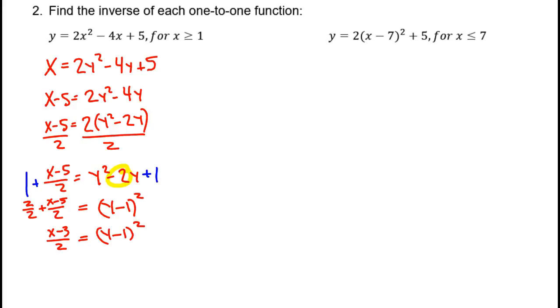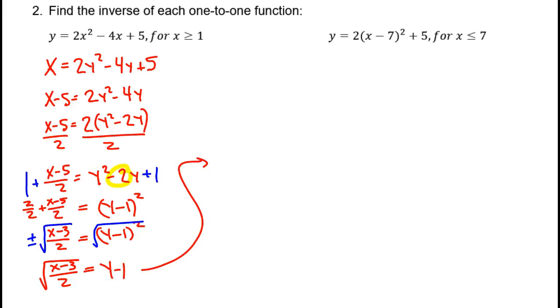At this point, I'm ready to take the square root of both sides. So take the square root of y squared, and then when I take the square root of the left-hand side, I have to include both the positive and negative square root. That's something important to remember. Whenever you extract a square root from something, you have to include both the positive and negative square root. So what I have now is plus or minus the square root of x minus 3 over 2 equals y minus 1.